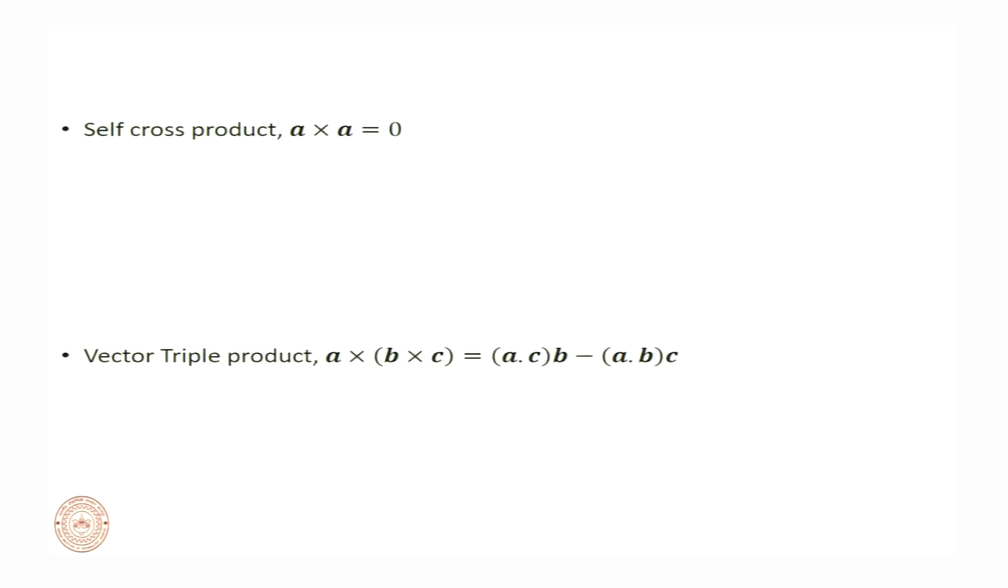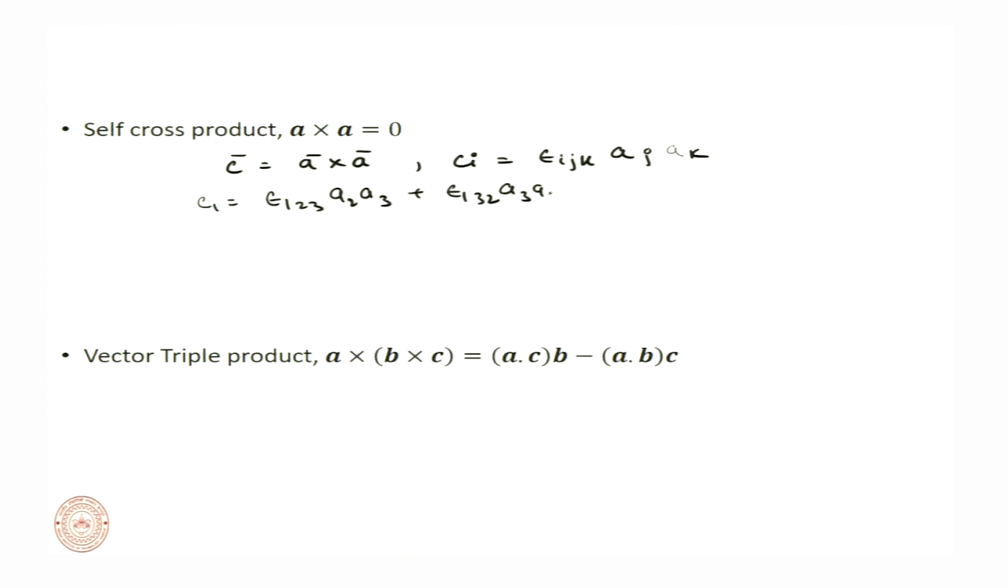Similarly, self cross product is 0, a cross a is 0. We can quickly test it out. So c vector is, say, a vector cross a vector. We can write this as c_i equals epsilon ijk a_j a_k. And we can expand this. Say c1 is equal to epsilon 123 a2 a3 plus epsilon 132 a3 a2. Again this is plus 1, this is minus 1. So this is a2 a3 minus a3 a2, which is equal to 0.